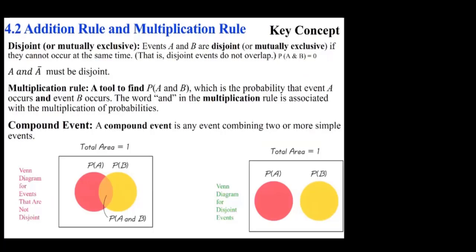We have a couple more concepts we want to discuss here. One of them is disjoint or mutually exclusive. Events A and B are considered to be disjoint, that means mutually exclusive, if they have nothing in common. The notation would be probability of A intersection B is 0. We use a notation that looks almost like an N.